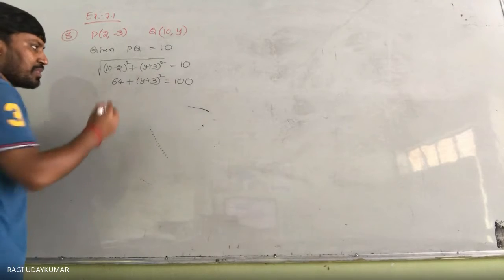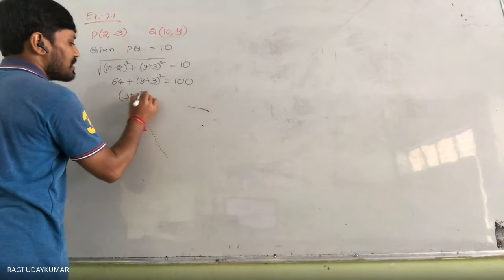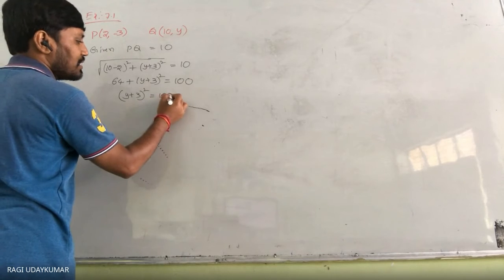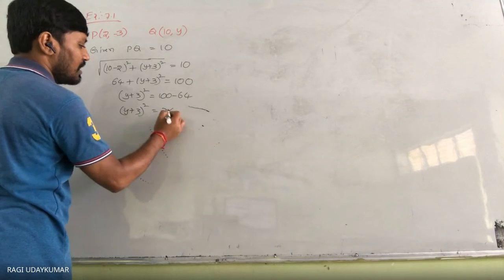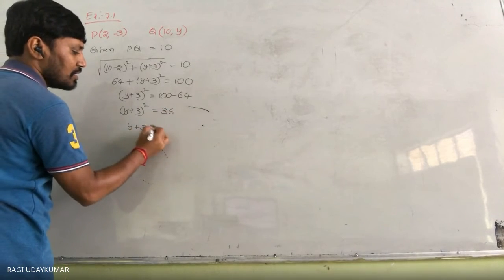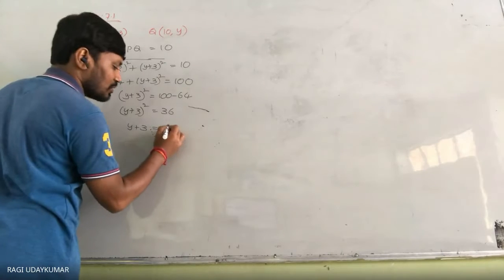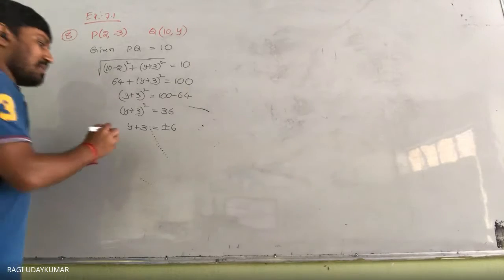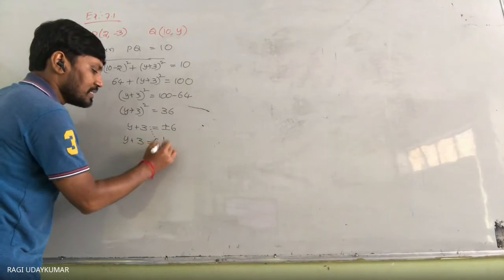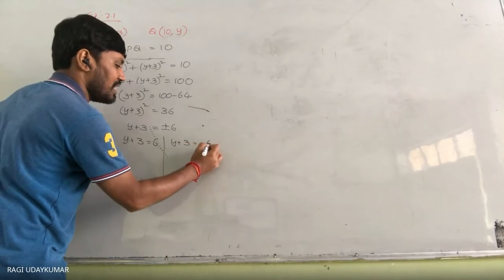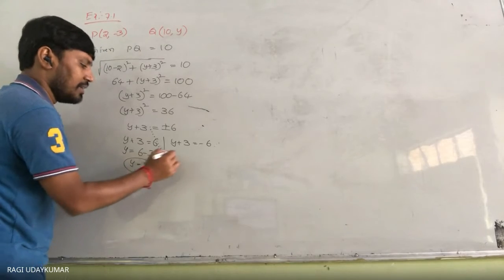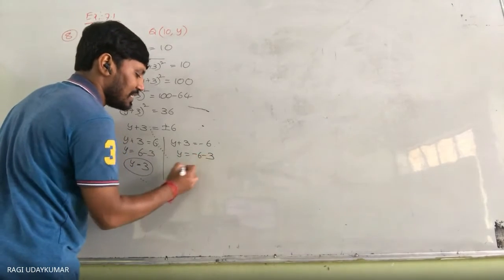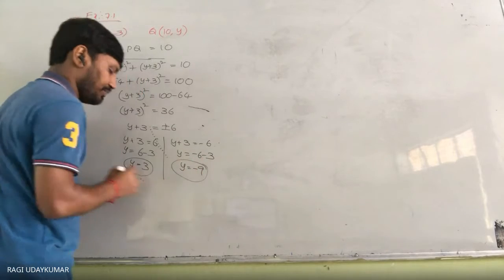Squaring on both sides. So 64 उधर लेके जाओ. So y plus 3 whole square is equal to 100 minus 64, which is equal to 36. So from this y plus 3 is equal to plus or minus 6 होगा. Plus 6 हो सकता है, minus 6 हो सकता है. So y plus 3 is equal to plus 6 one condition, y plus 3 is equal to minus 6 one condition, and y is equal to 6 minus 3, and y is equal to 3 है. इधर y is equal to minus 6 minus 3 है, y is equal to minus 9.